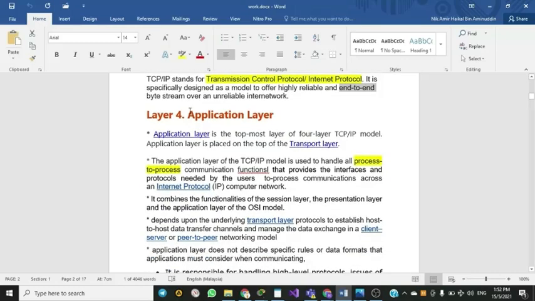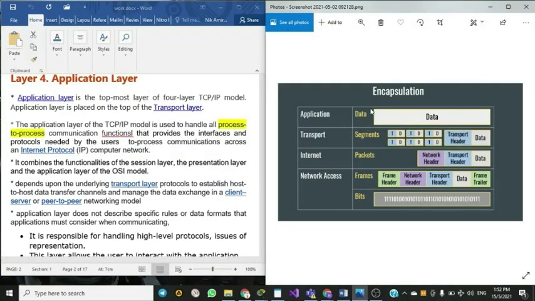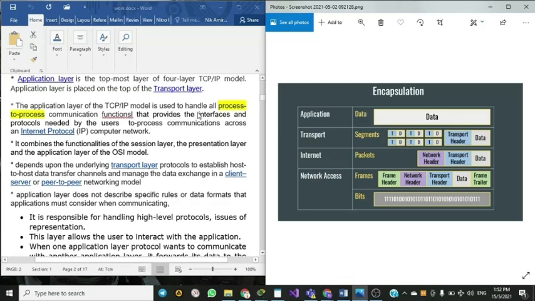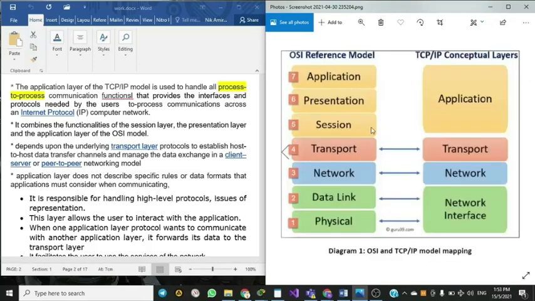First of all, we're going to go for layer 4, the application layer. The application layer is the topmost layer. It is used to handle all process-to-process communication functions that provide the interface and protocol needed by the user to process communication across an internet protocol, IP computer network. It combines the functionality of the session layer, presentation layer, and the application layer of the OSI model.